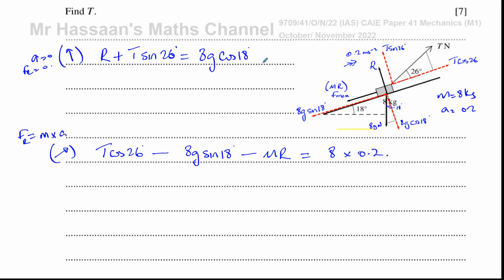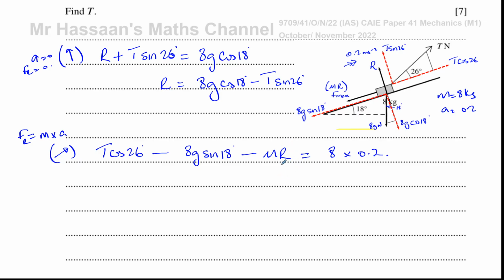Now I have these two equations which I can try to solve for T. We have two unknowns, R and T, and we want to find what T is. So we're going to try to eliminate R from our equation. I'll take the first equation and make R the subject. So I have R equals 8g cosine 18, minus T times the sine of 26.